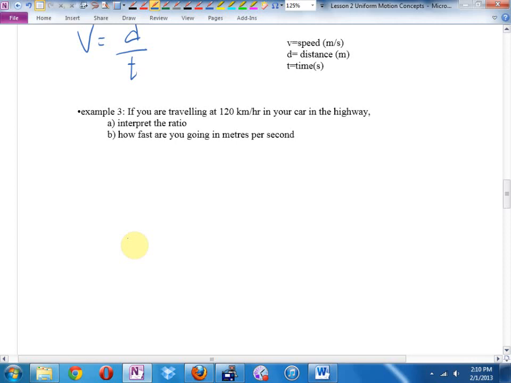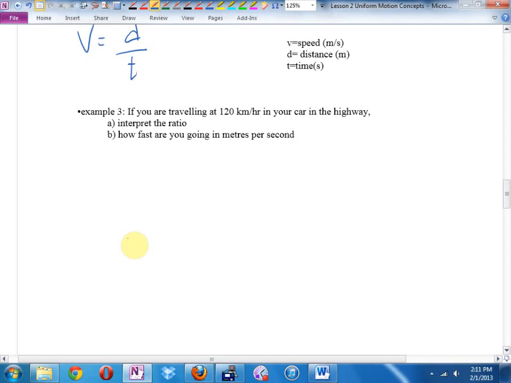What fraction of an hour is 20 minutes? It's 1/3 of an hour. What's 1/3 of 120? Divided by 3. 40. Oh, what about in 15 minutes? What fraction of an hour is 15 minutes? 1/4. 120 divided by 4, 30. That's what that ratio means.